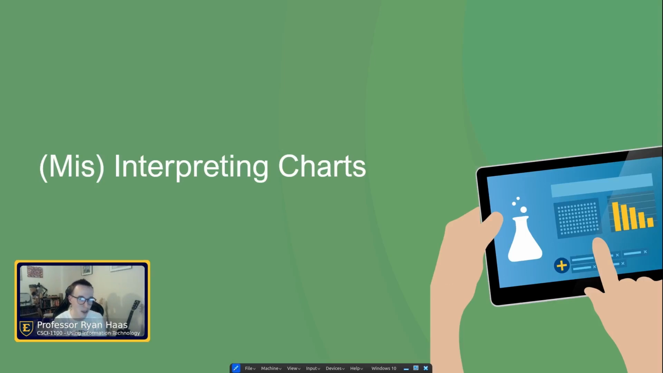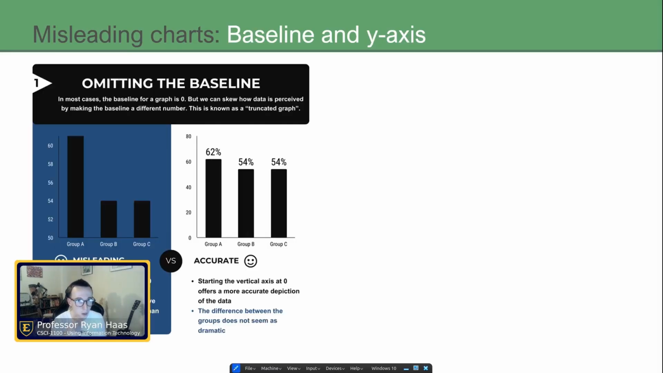Now when we talk about interpreting charts, how can we misinterpret them? Or what tricks might people use intentionally or unintentionally to cause you to misinterpret charts? Well, number one is what we call omitting the baseline. And this was a tip I gave earlier: you want to start at zero, especially with bar charts. On the left-hand side, it looks like group A is grossly different from groups B and C. But then we see that the y-axis was actually stretched out because they started counting at 50. If we started counting at 0, we can see that the difference between groups A and B and C are really not that great.